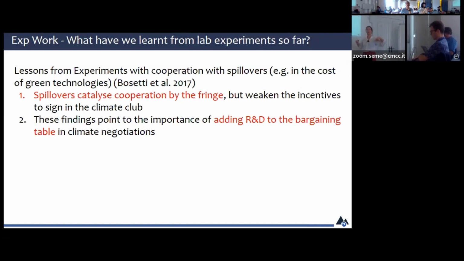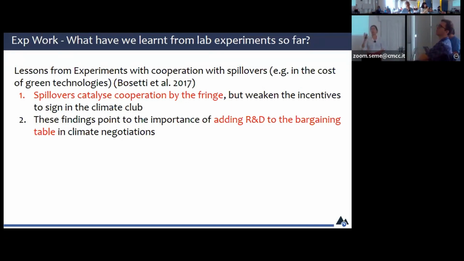The ones who are not in the coalition, because the cost of the technology has gone down, are not going to do less emissions themselves, but it weakens the incentives to sign the climate club, because you know that if you're outside, you're going to benefit for free from the lowering of the cost of the clean technology. So you stay out, you let the others do the job. So the idea is that adding R&D, investment in new technologies, to the bargaining table becomes relevant.